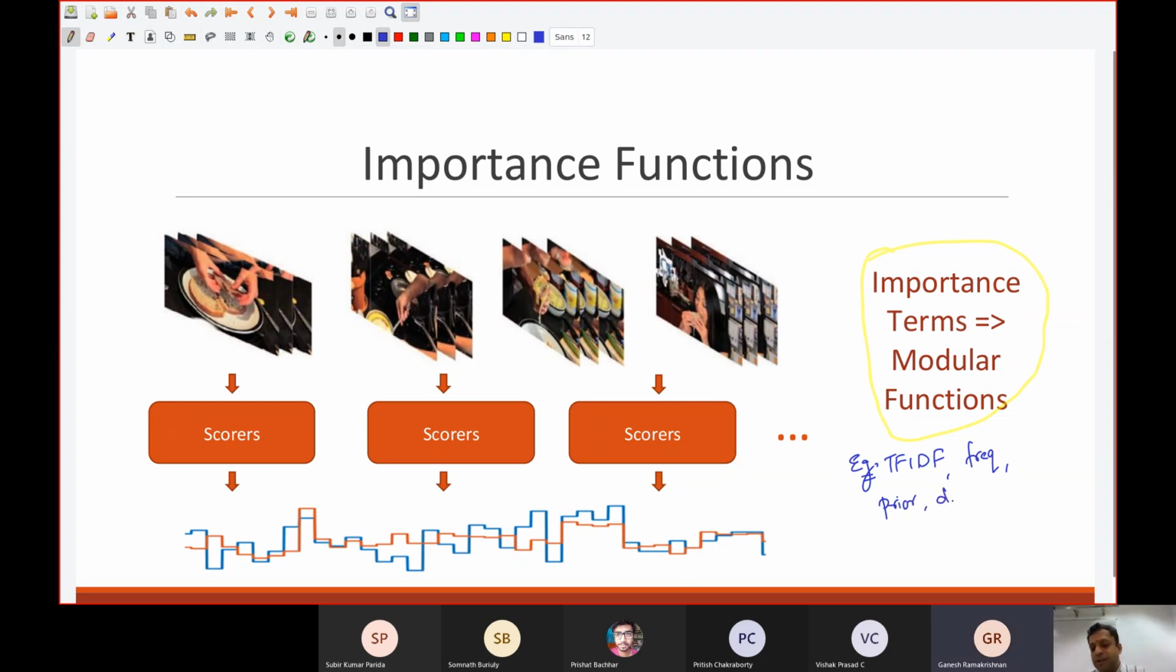For example, depth of a concept in a DAG. I gave you that example of a DAG, right? How deep is it? Or maybe a square root of that depth, or 1 upon that depth. Depends on what you want. So if you're looking at these, how likely is it that this object is there in this image? So these scorers, all of these could be importance functions.